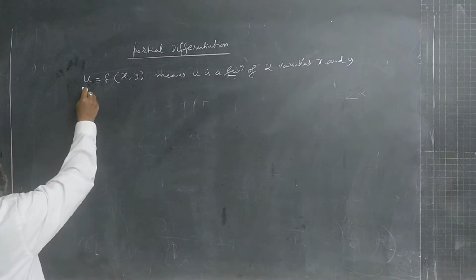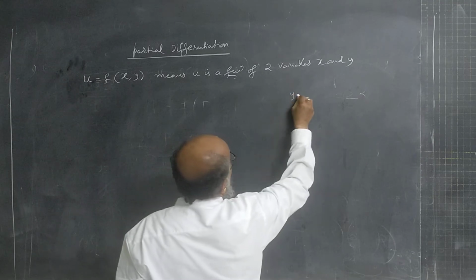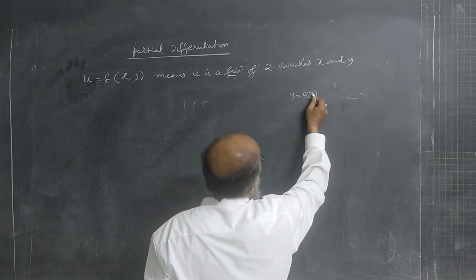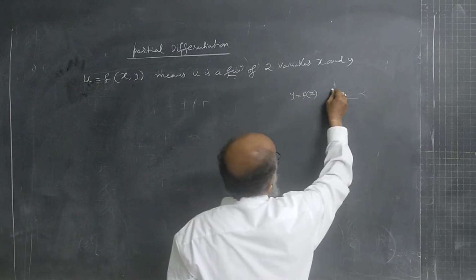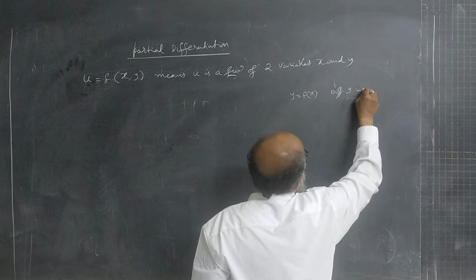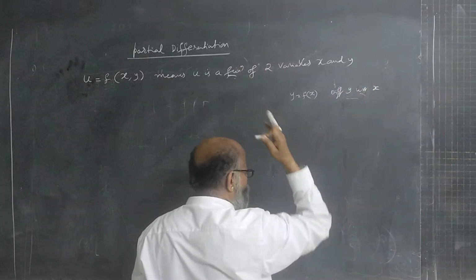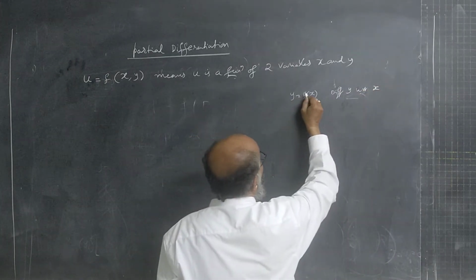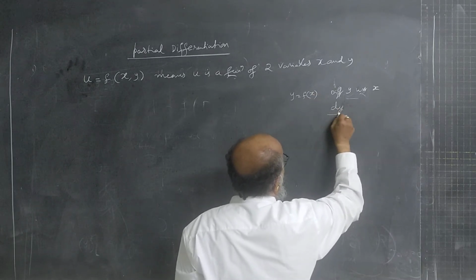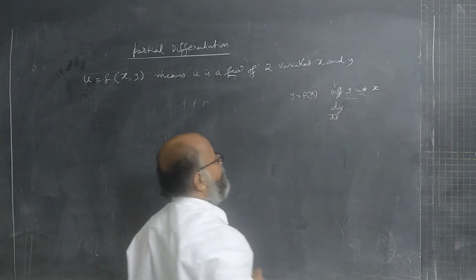Now observe that if y equals f of x, as we have studied, y depends upon only one variable x. Therefore, if you are asked to differentiate y with respect to x, there is no way but to differentiate y with respect to the single variable x only. Therefore, the answer is dy by dx.